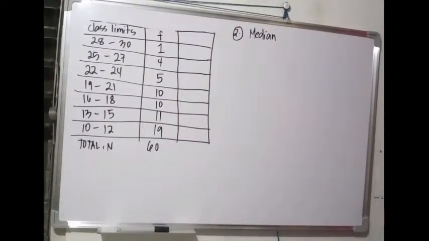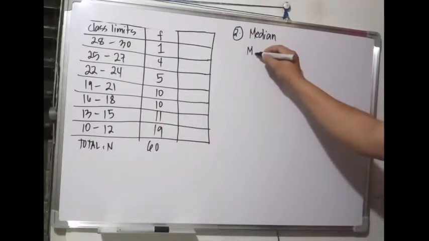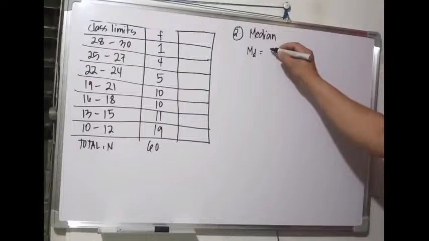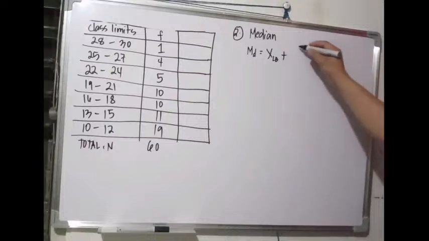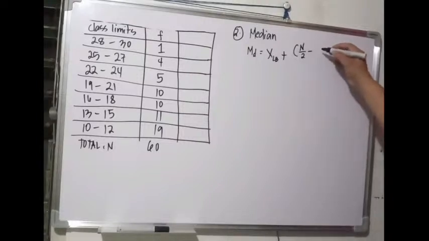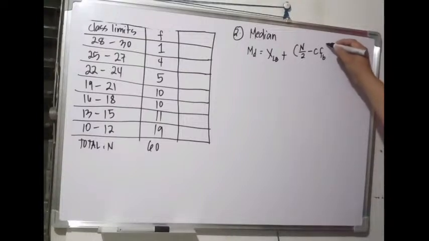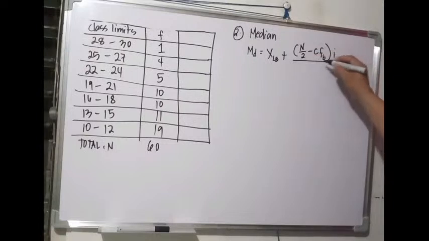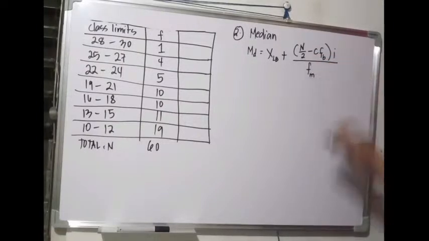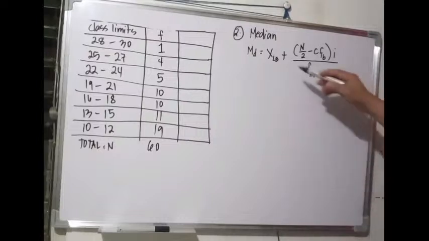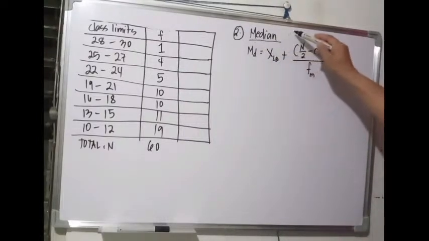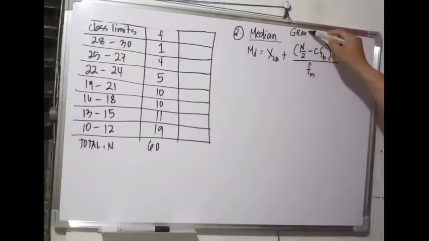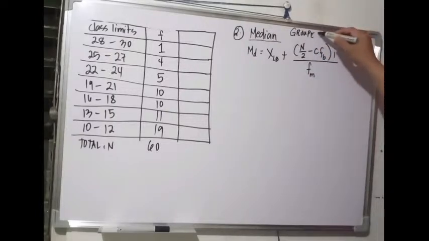Okay, the formula is MD, the symbol for median, equals X sub LB plus the quantity of N over 2 subtract cumulative frequency sub B, times I over frequency of the median class. So tandaan, ito yung formula in finding the median from group data.